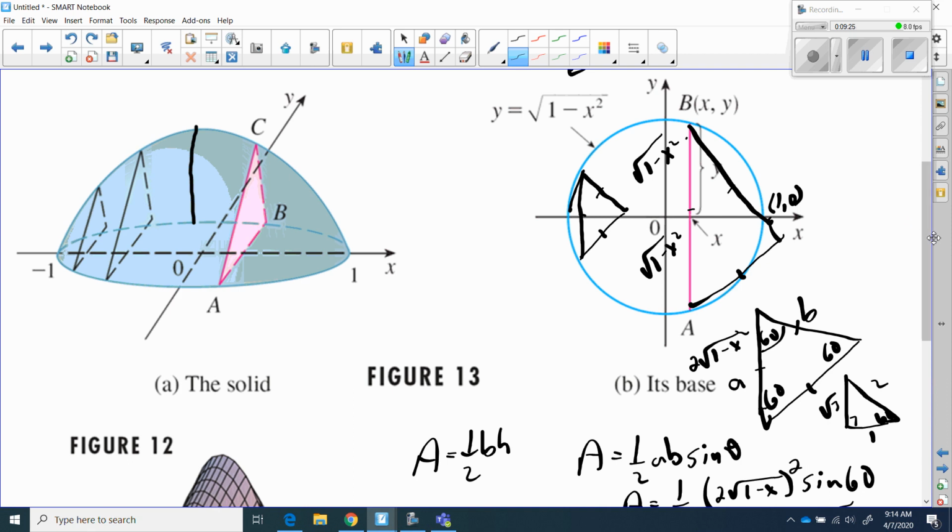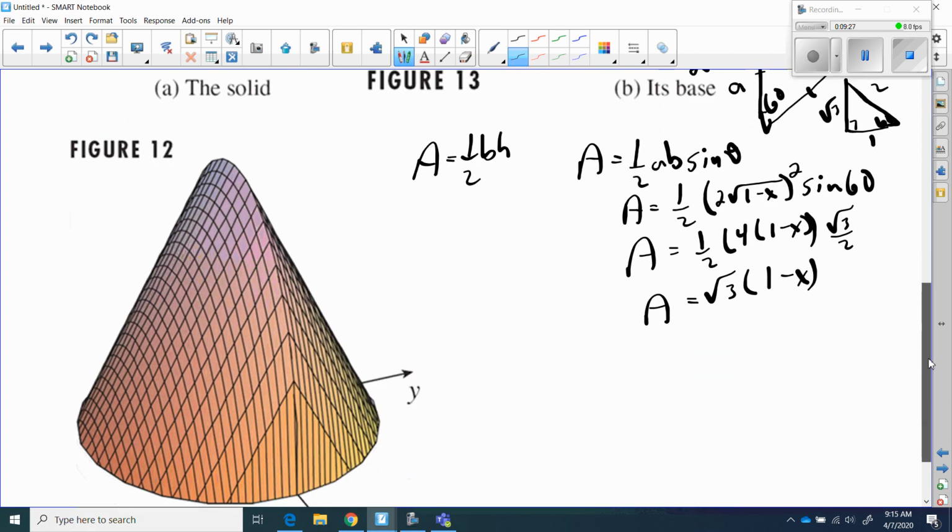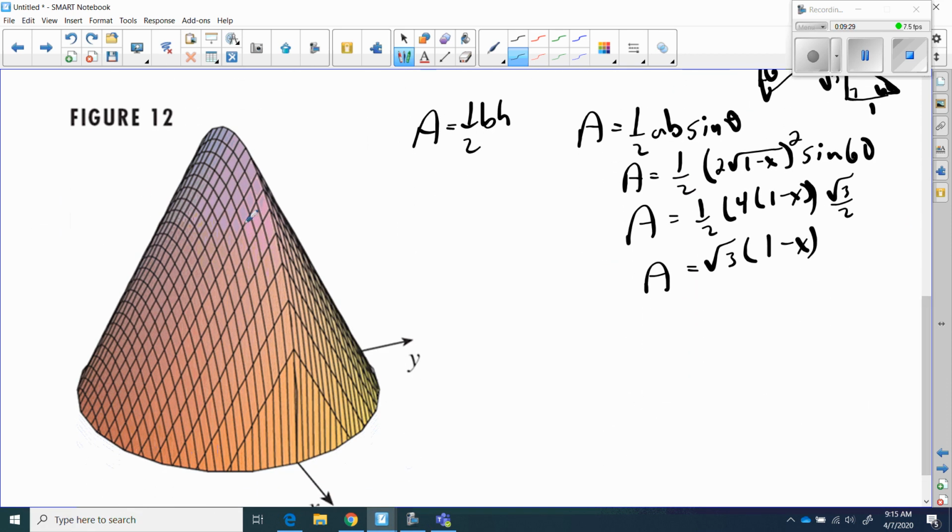So here would be the integral that would give us the volume we're looking for. It's going to be the integral from 0 to 1. I'm going to double it. And it's the area of the cross sections, which are all radical 3 times 1 minus x, times the thickness of each cross section, which in this case would just be dx.